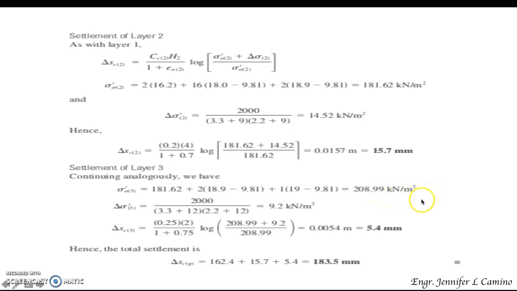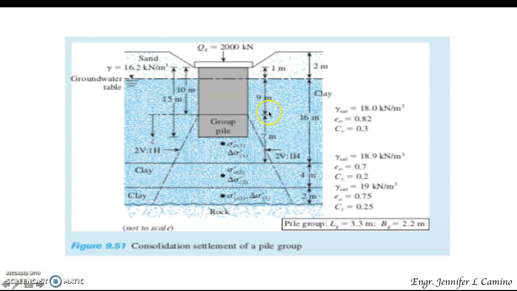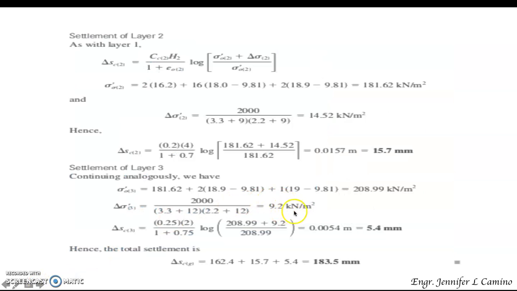kilonewton per meter squared. And the change in the vertical stress will be Q sub G, 2000, over L sub G plus 12 times B sub G plus 12. This 12 is actually from this point, this is 7 plus 4, 11, plus 1 towards this point, so that is 12. So we get now 9.2 kilonewton per meter squared. And if you substitute this value, we get the settlement at layer 3, which is 5.4 mm.